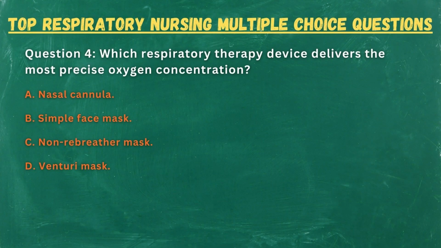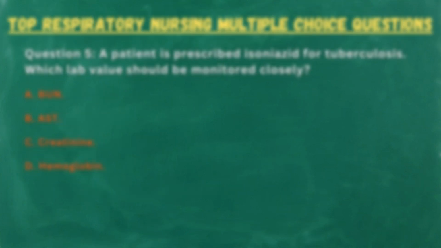Question 4. Which respiratory therapy device delivers the most precise oxygen concentration? A. Nasal cannula. B. Simple face mask. C. Non-rebreather mask. D. Venturi mask. Answer. D. Venturi mask.